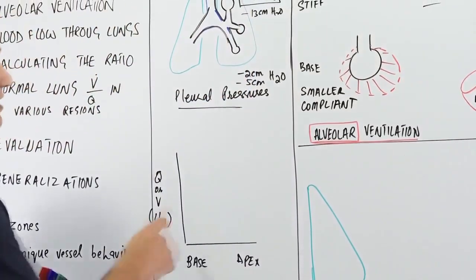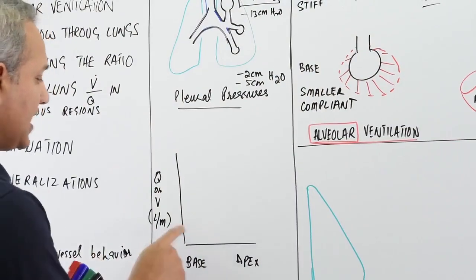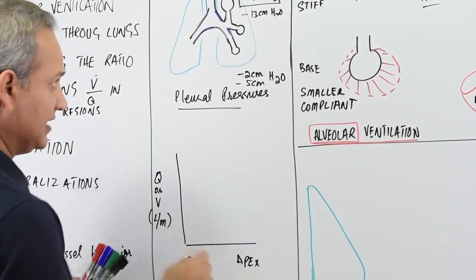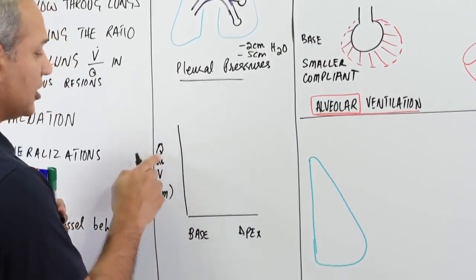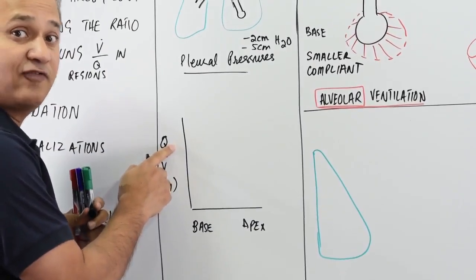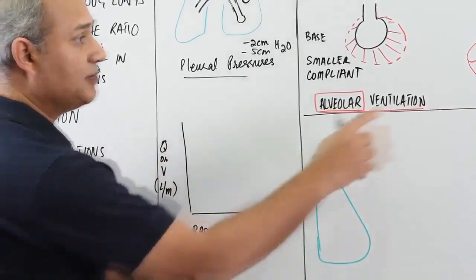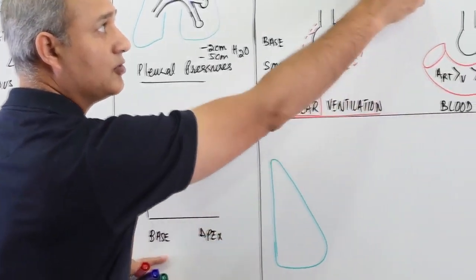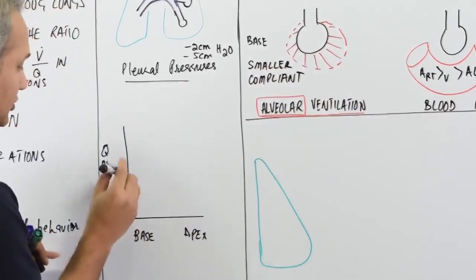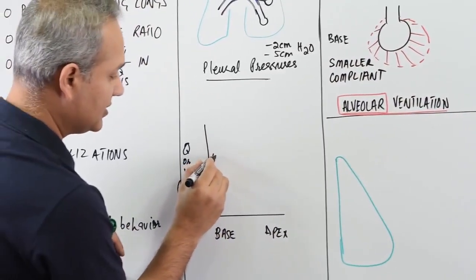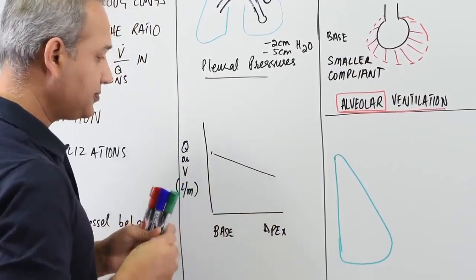Okay, now let's plot this over here. This is the base and this is the apex. What do you think if we talk about Q? Q is the flow of the blood. At the base, is there higher flow compared to at the apex? Yes. So higher flow at the base compared to the apex.